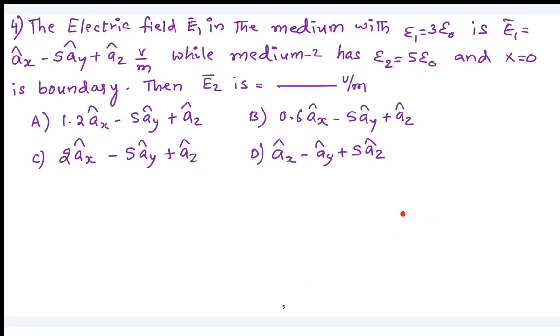So this is equal to x is equal to 0. And let us say this is your medium 1 and this is your medium 2. So all the values are given, you can put that. So epsilon 1 is 3 epsilon naught here. And E1 is nothing but 1 AX cap minus 5 AY cap plus AZ cap.